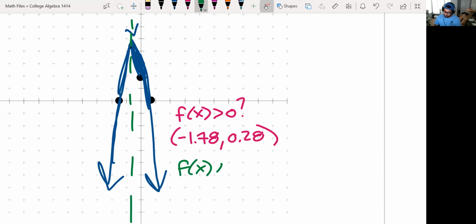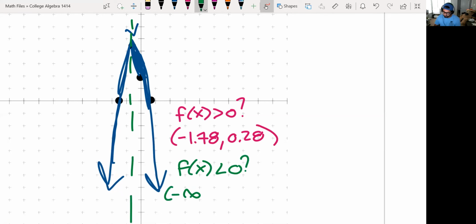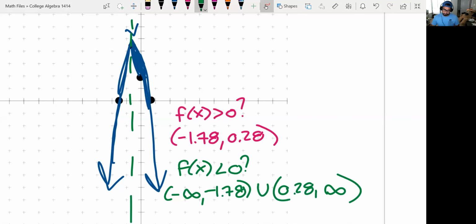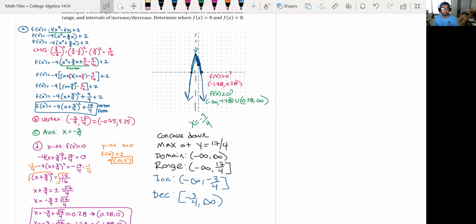And where are we below the x-axis? And that's all of here. So that would start at negative infinity and stop at the first x-intercept of negative 1.78, union, start back at the second x-intercept of 0.28, and head towards infinity. And that's it. Oh, that was brutal, huh?